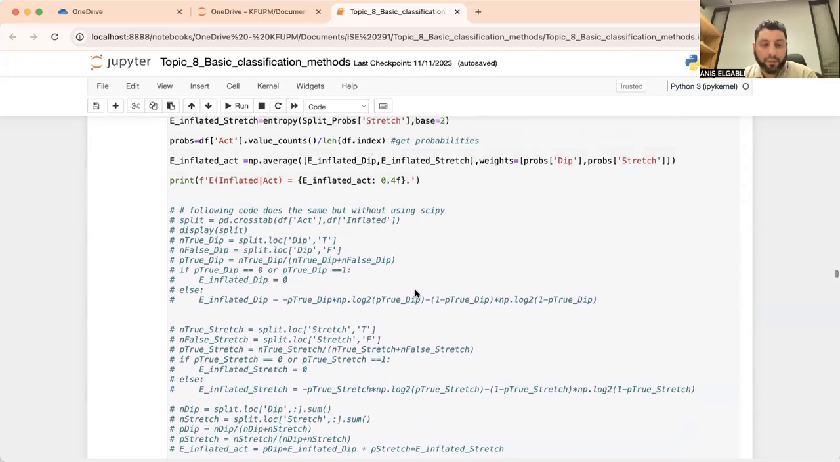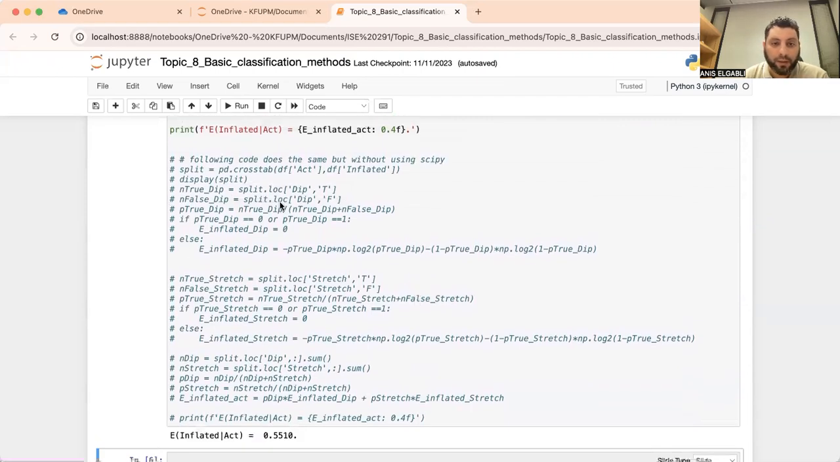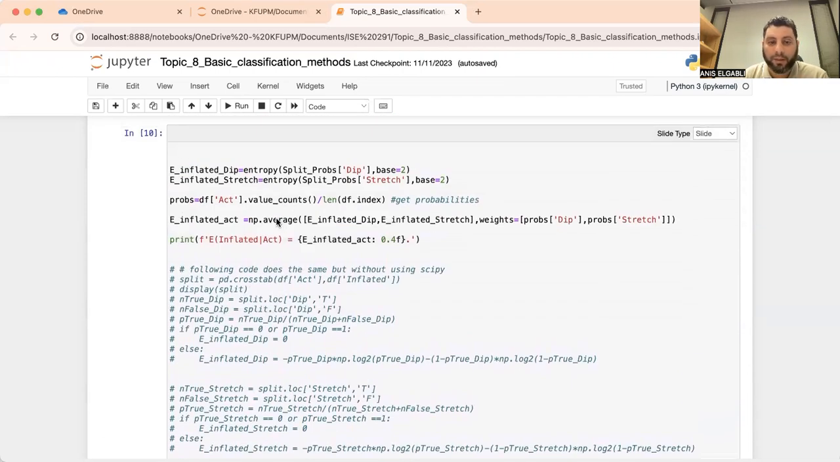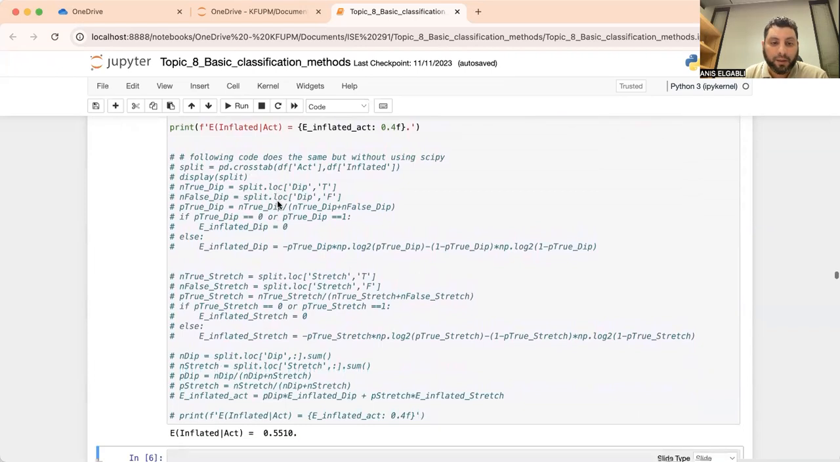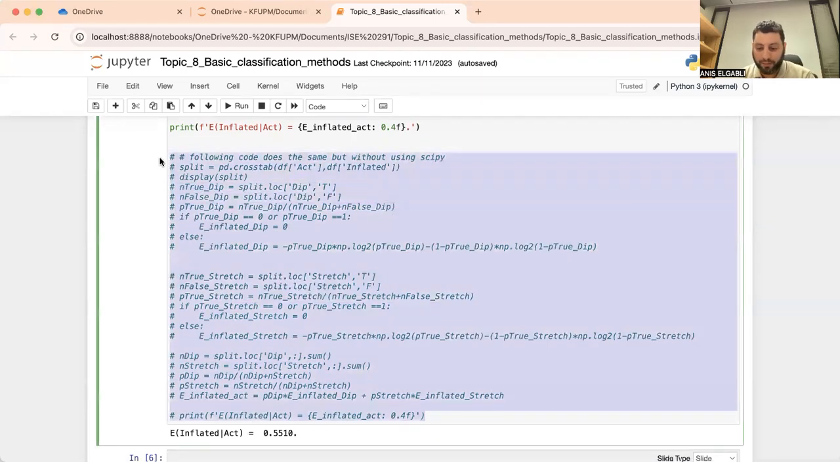Now, one thing left to mention. So here, this is a concise way to do that computation. We can do it also this way. It's a longer way. Okay, so I will be very brief here. I will not explain it in detail, but let me maybe uncomment it and run it.